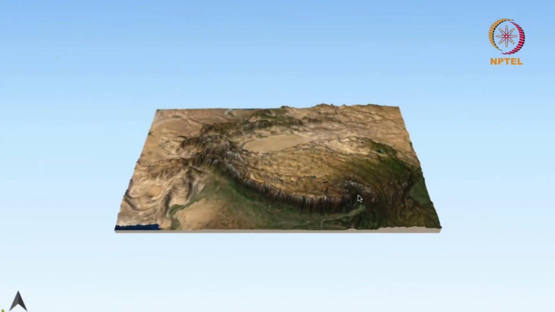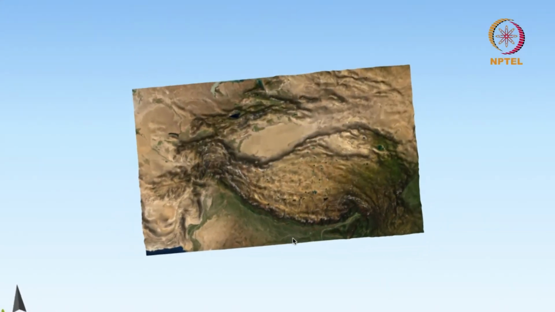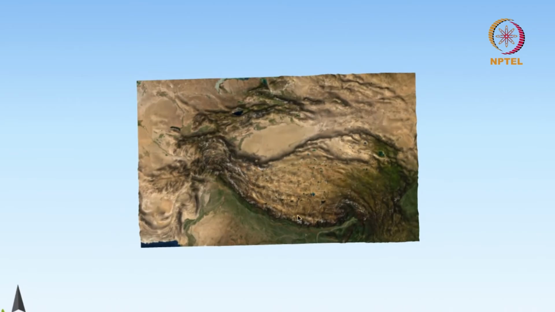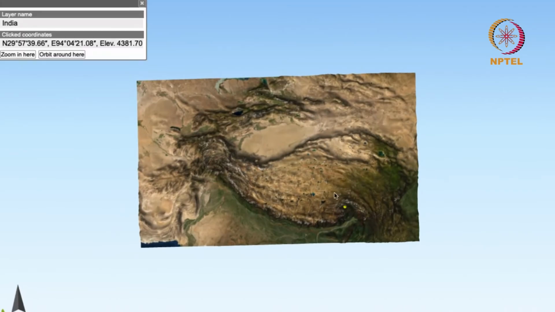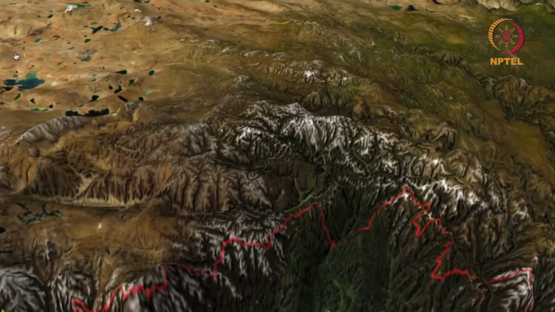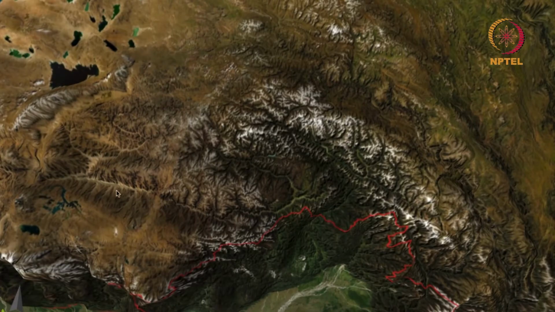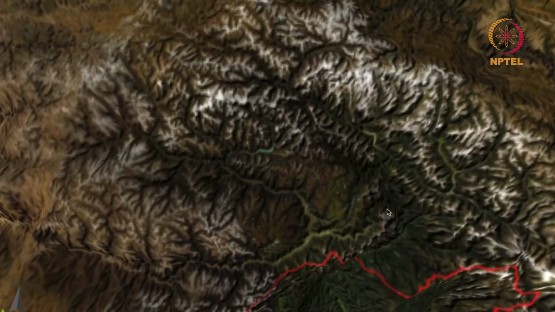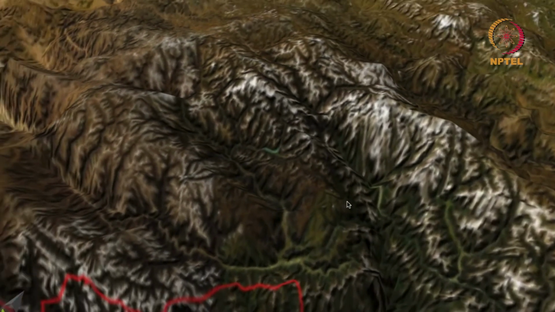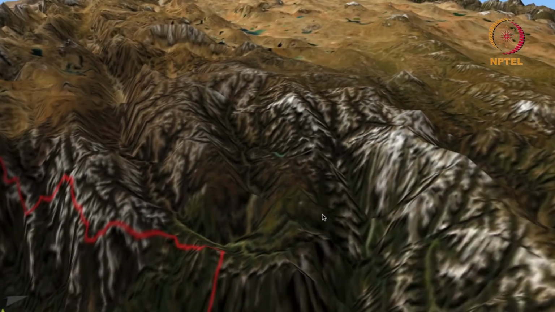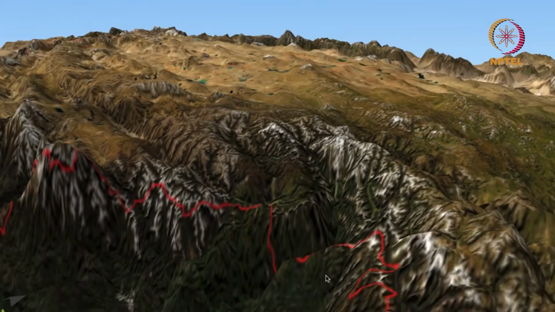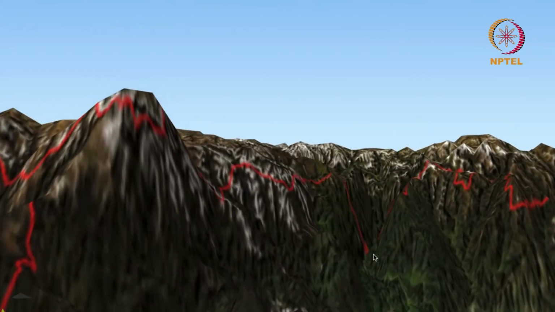Now, if we have a look at the 3D map of this area, so this is the 3D map. This is the chain of the Himalayas, and we are interested in this region. So let us zoom into this area, and here you can observe the Sangpo river. It moves like this, makes this turn, and then it moves downwards, and then it becomes the Brahmaputra. Now, if we look at this area in more detail, this is how this canyon looks.